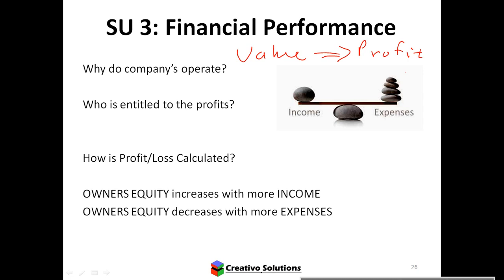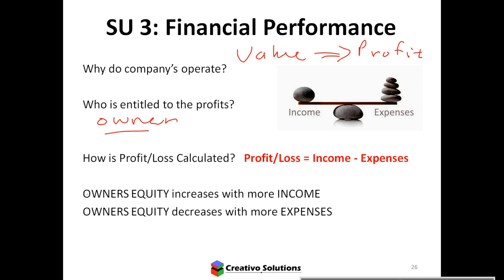Okay, who's entitled to the profit? The owner. Exactly. How do we calculate it? Income minus expense. Okay, income. Correct. So when will I have income? When I earn it, right? Yes. If I have an expense, I've incurred it.